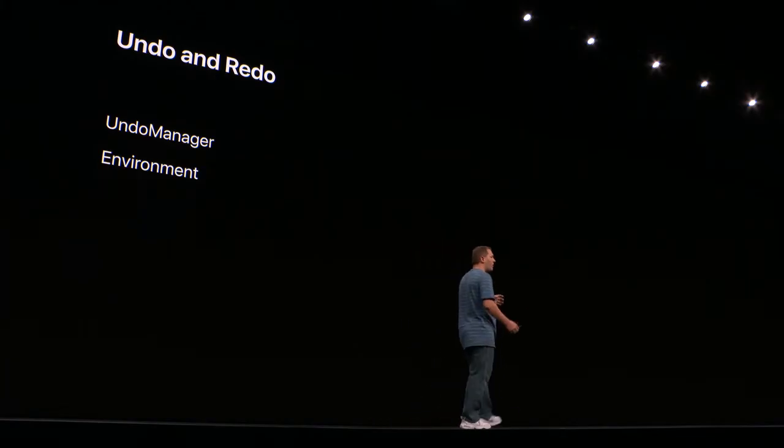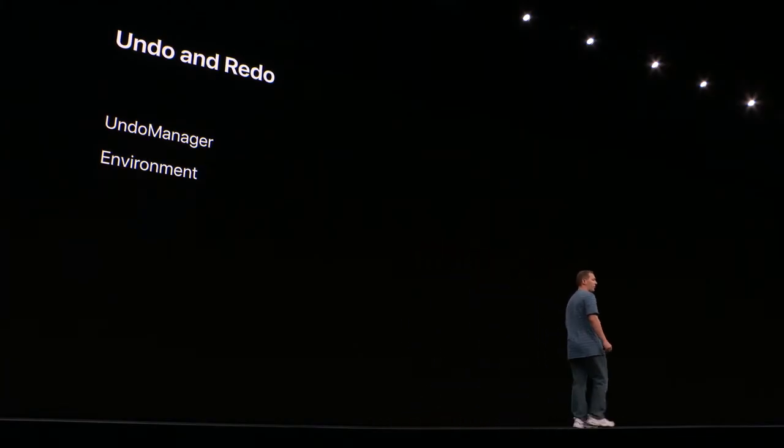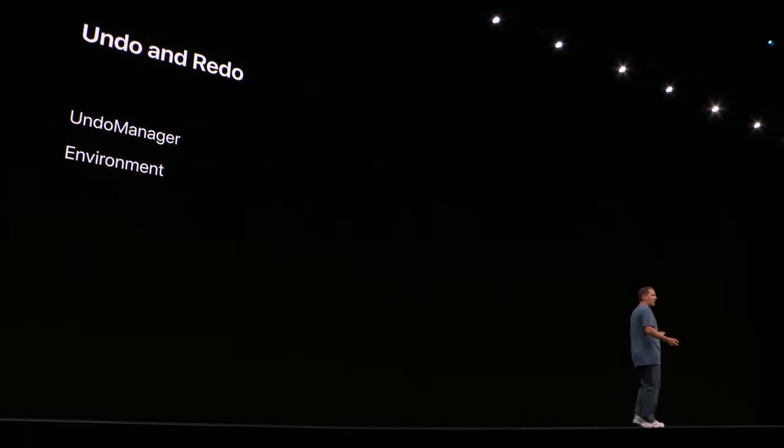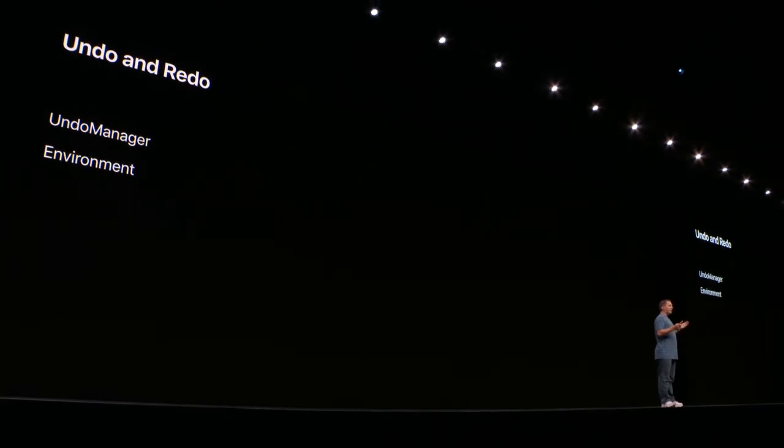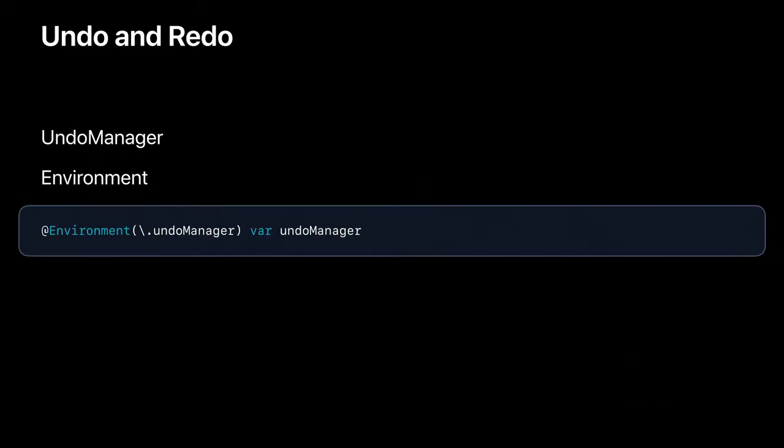Now, I know all of your applications out there already have great undo and redo support. And in SwiftUI, we use the same undo manager that you're already using. And it turns out that in most cases, when you add new SwiftUI to your application, you don't need to do anything new with the undo manager. This is especially true if most of your undo registrations are being done at a lower level closer to your data model. However, if you do need access to the undo manager, you can get it using the environment property wrapper with the undo manager key path.